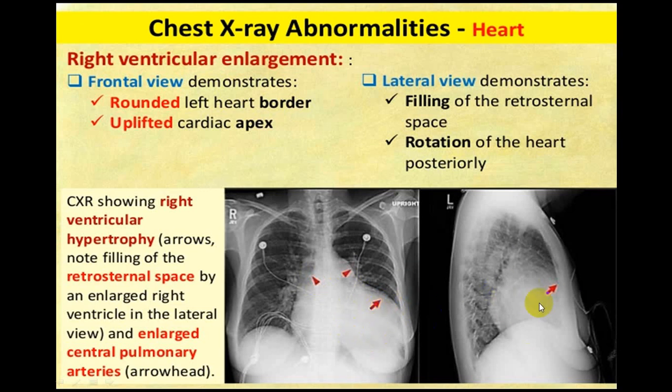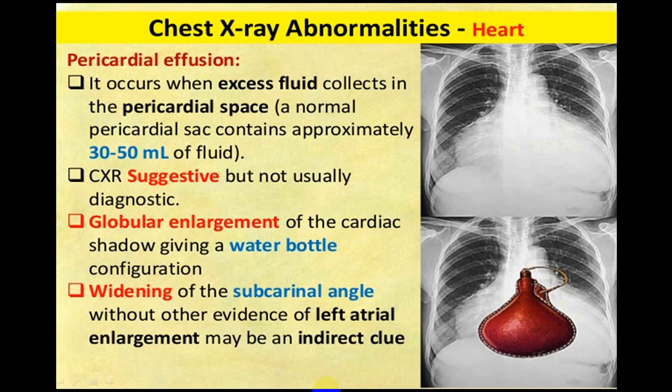So this is in a lateral view, and there is a little rotation of the heart posteriorly. Retrosternal space is filled up. So the rounded border is a left heart border. This is left heart border, and it is lifted up. But try to identify in a lateral view. It belongs to what? Now these are all the different conditions which can be there apart from heart.